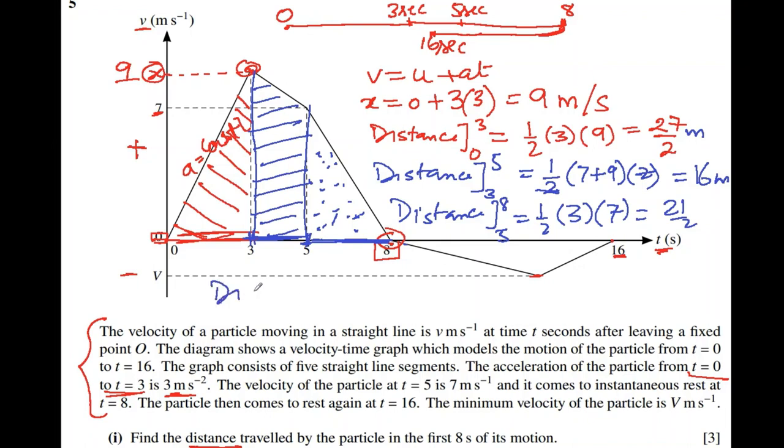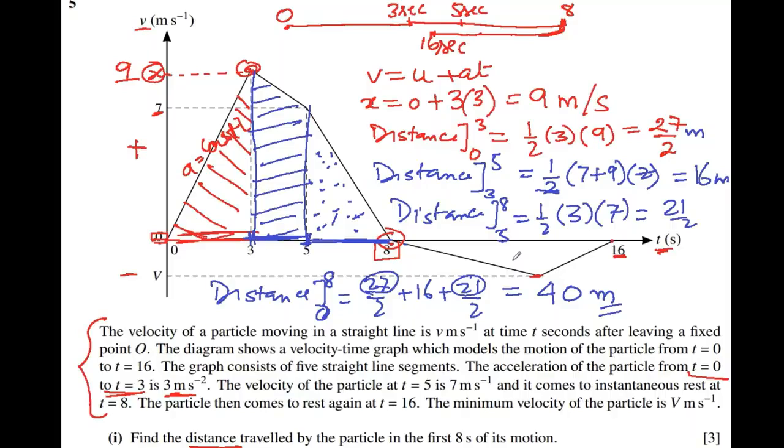So distance from 0 to 8 seconds will be 27 over 2 plus 16 plus 21 over 2. It becomes 48: 27 plus 21 is 48, divided by 2 is 24, plus 16, 40 meters. So the learning here is the distance is found by finding the area under the graph of VT, and then we just add different parts.